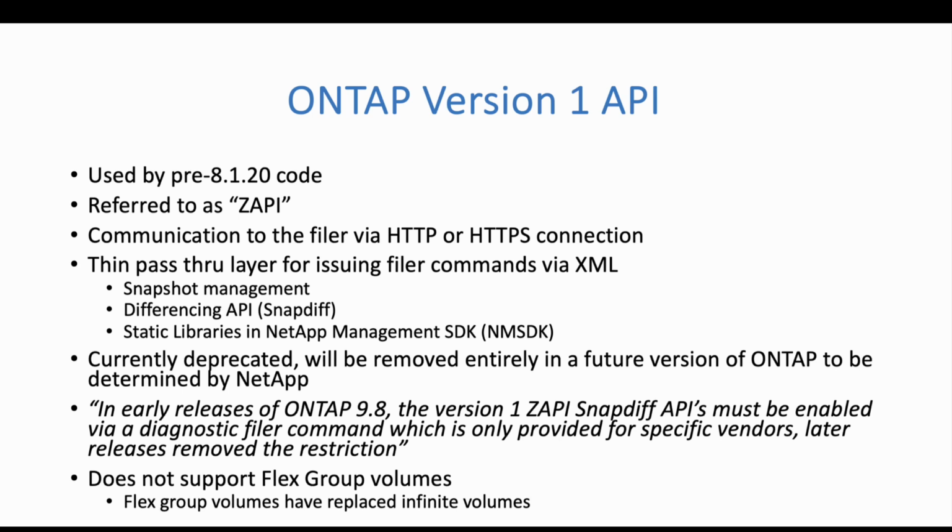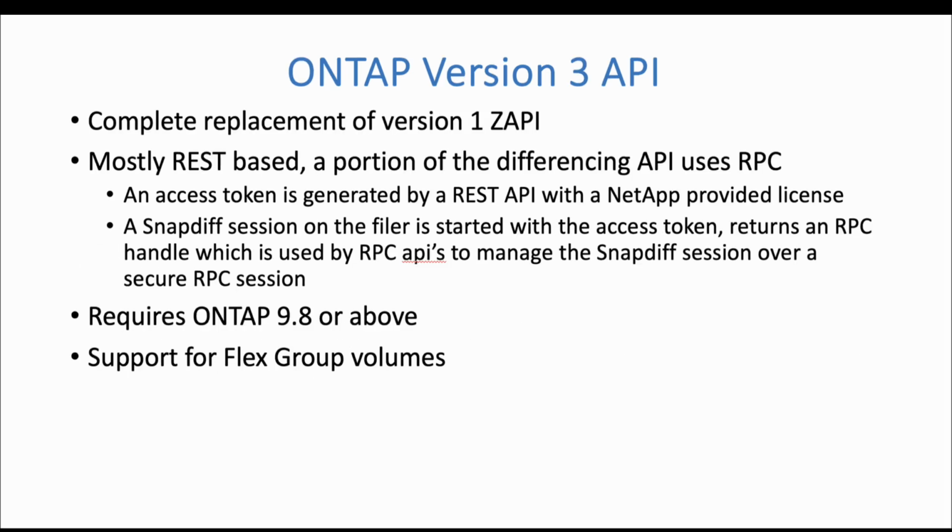And the key thing about the version 1 API that's probably the most interesting is that it does not support flex group volumes. And flex group volumes, they basically replace what used to be called infinite volumes. Anyhow, the version 3 API, it's a complete replacement of the ZAPI, and it's mostly REST API based.